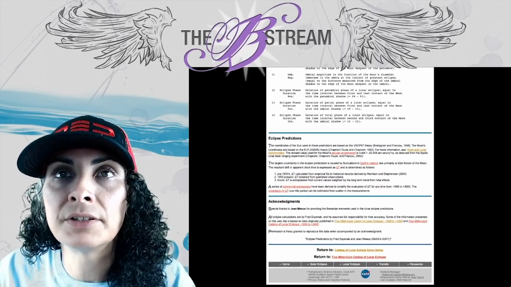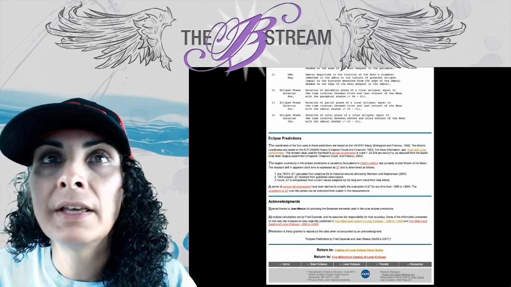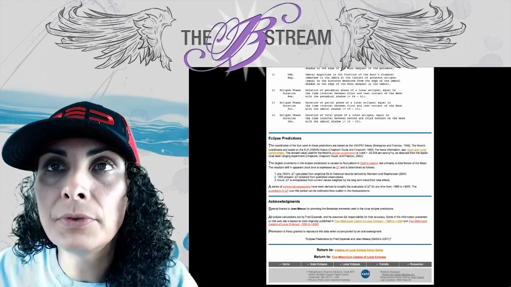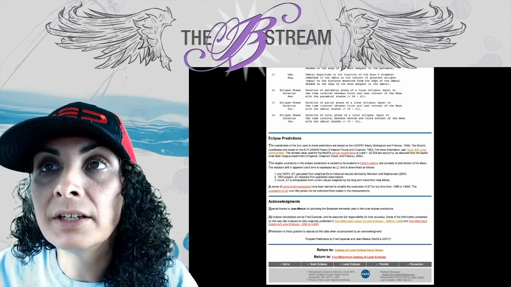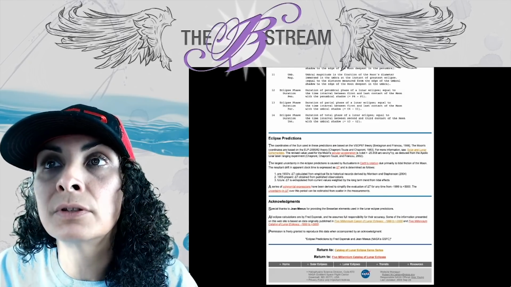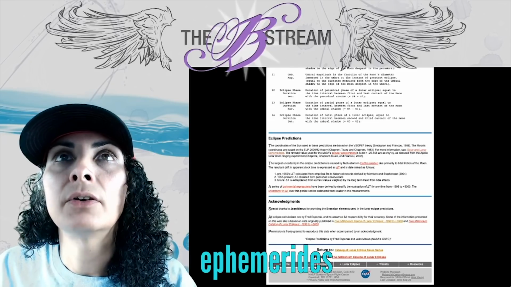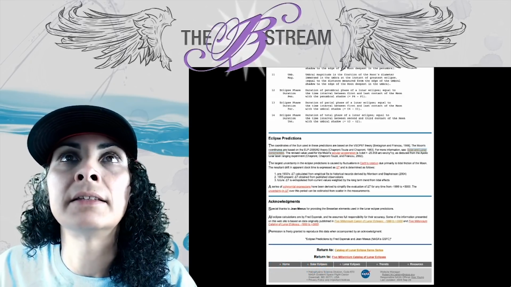The coordinates of the sun used in these predictions are based on the VSOP 87 theory. The moon's coordinates are based on the ELP 2082 theory. Based on theory. For more information, see solar and lunar ephemerides. Okay, solar and lunar ephemerides. Let's open that link.